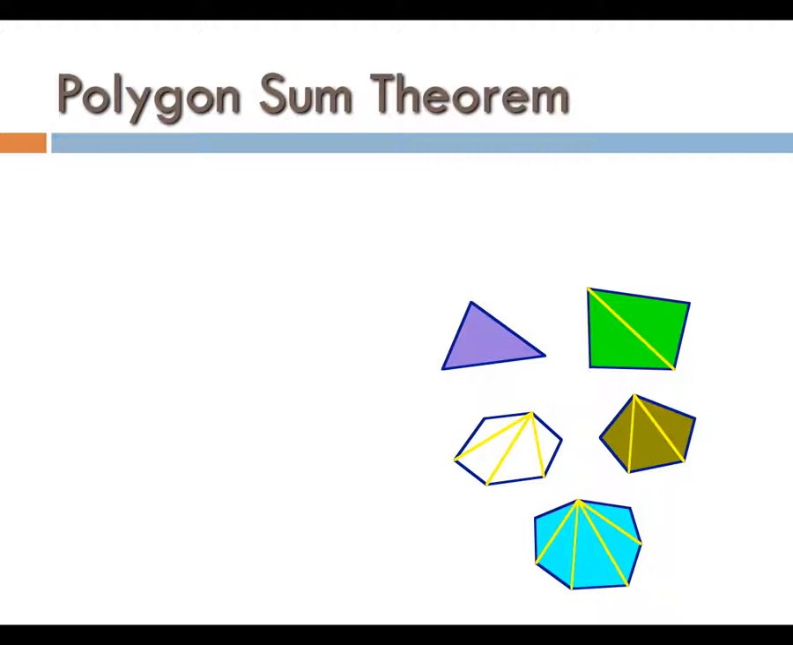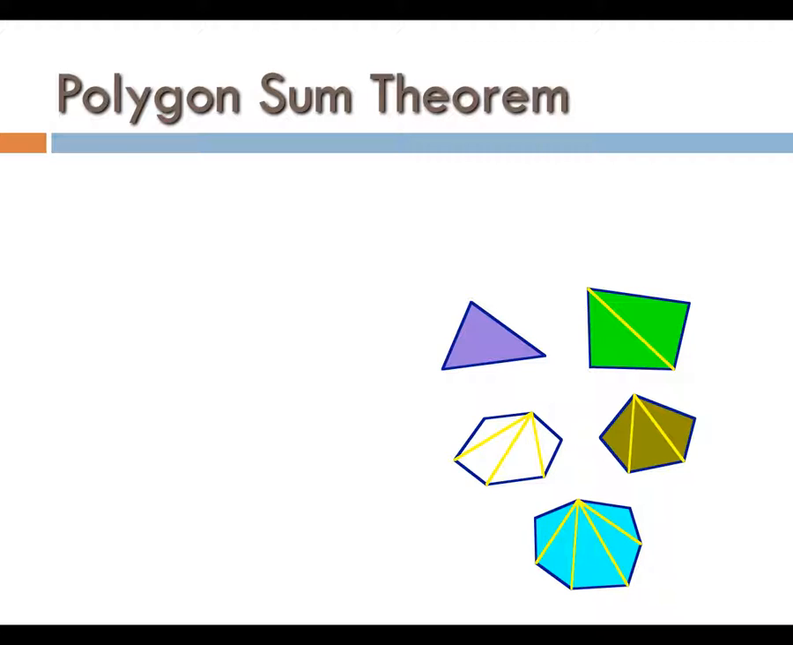Then we move over to the hexagon. The hexagon splits into 4 triangles, each triangle having a sum of 180. Therefore, the sum of the angles in the hexagon is 720. Then we've got a septagon. The septagon splits into 5 triangles. 5 times 180 is 900. Let's suppose I've got 15 sides.